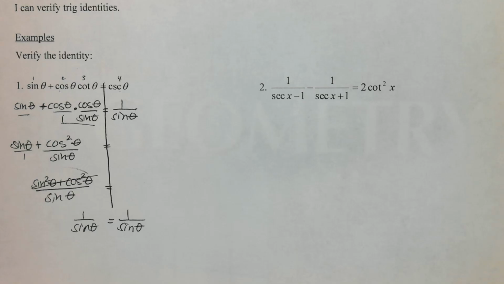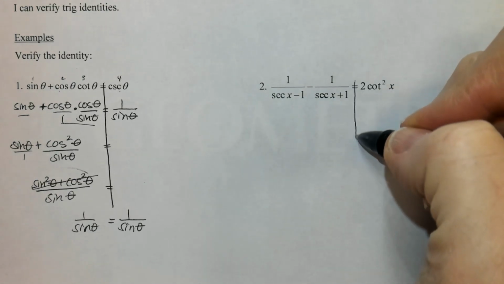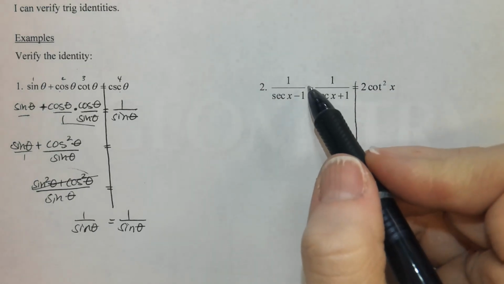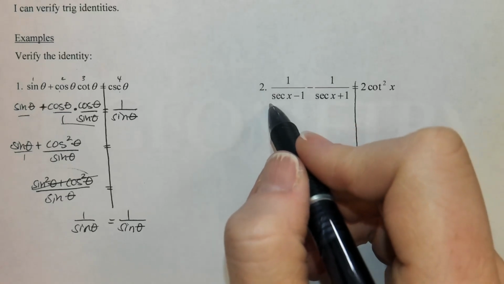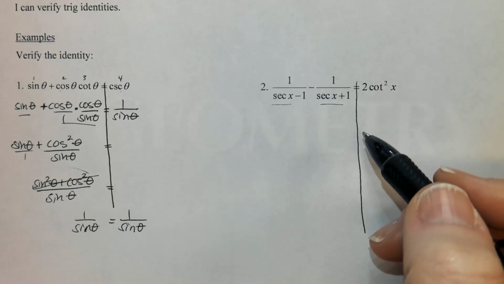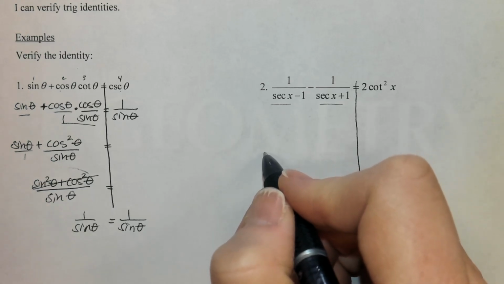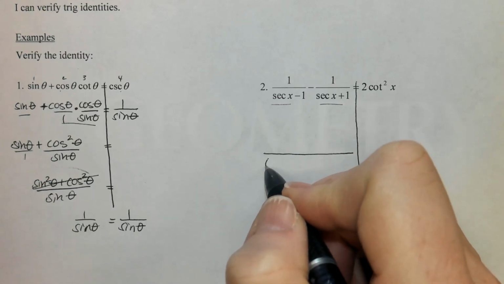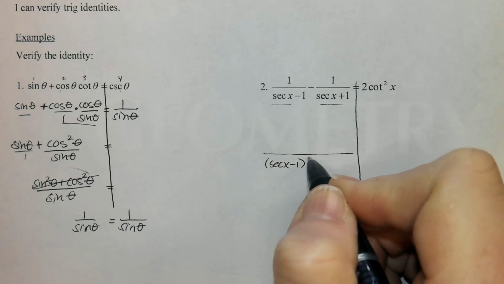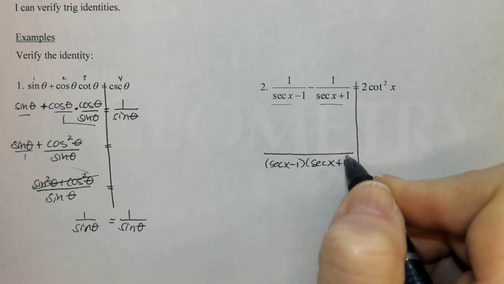One last one to do. I've got 2 fractions on the left. Here is my fence, so separated by subtraction, so I got these 2 terms. They're both fractions, so I'm going to need a common denominator. Fastest way to a common denominator is just to multiply the bottoms. So I'm going to have a secant x minus 1 and a secant x plus 1.